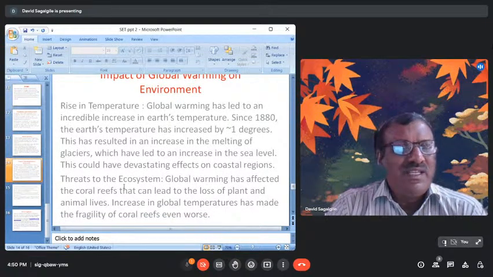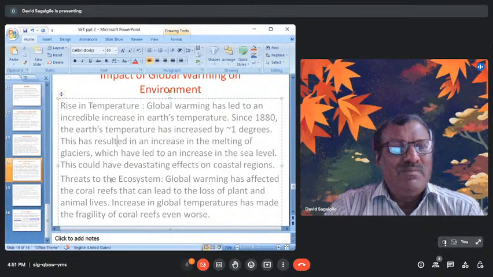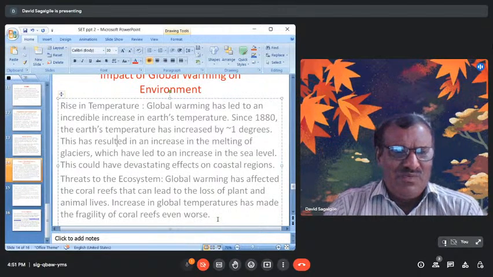Then, threats to the ecosystem. Global warming is also causing, first, a rise in temperature, and the second problem it is creating is a big threat to the ecosystem. Global warming has affected the coral reefs, which can lead to the loss of plant and animal lives. Because the coral reefs are getting lost because of global warming, it is naturally going to cause a great loss of plant and animal lives. The increase in global temperatures has made the fragility of coral reefs even worse.